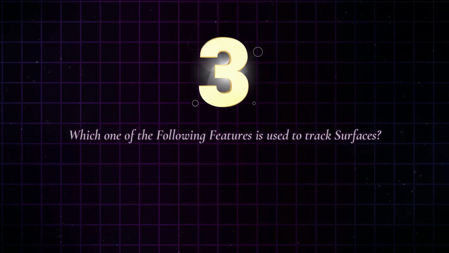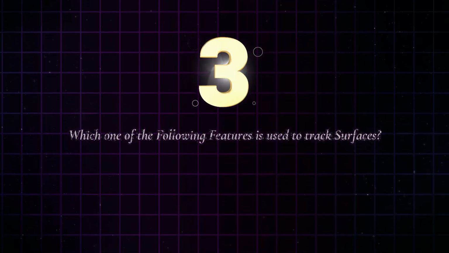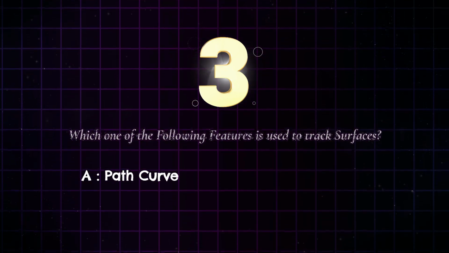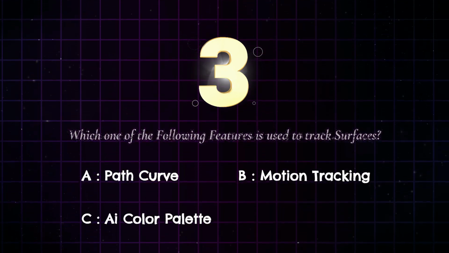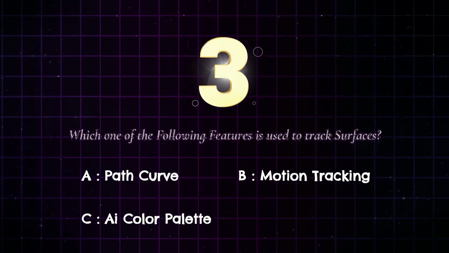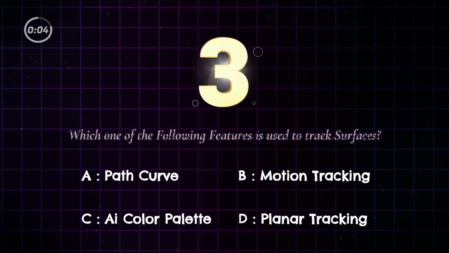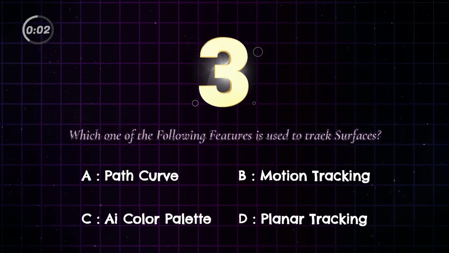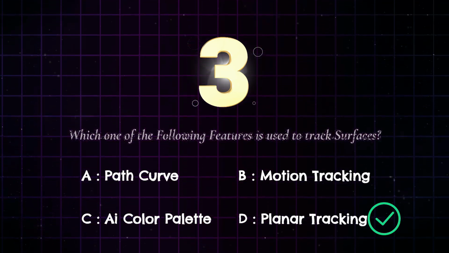Now tell me, which one of the following features is used to track surfaces? A. Path curve. B. Motion tracking. C. AI color palette. And D. Planar tracking. It is time. Well, the correct answer is D.